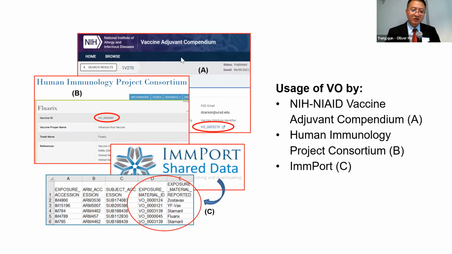Another recent one is the Vaccine Adjuvant Compendium, VAC. Dr. Wolfgang often contacts me, saying, hey, Oliver, we need your vaccine ontology ID. He actually asked me a few days ago. I've been quite busy. I told him I will be doing it very soon. So he gave me a list, right? A lot of people are using vaccine ontology as a way to standardize their data. We feel it's an honor, it's a good thing for us.